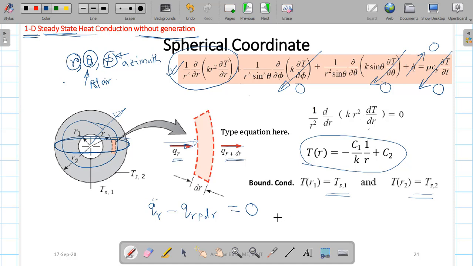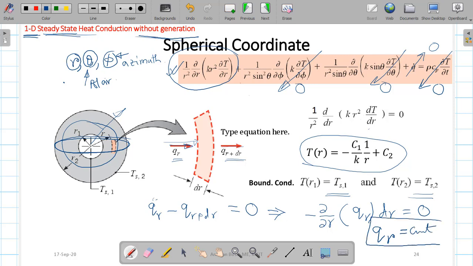This is the form of the energy equation, which ultimately gives minus d/dr of Qr equal to 0, which gives rise to the fact that Qr is constant. So, here you can also see that we are coming to the same result, that the rate of heat transfer in the radial direction is constant if you apply the energy equation along with these assumptions.